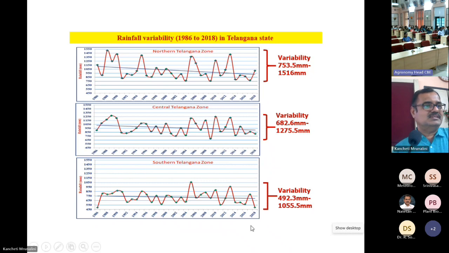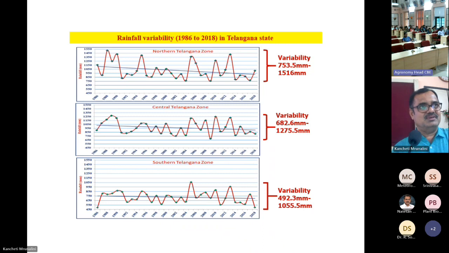Now if you see, the top one is the Northern Telangana zone. If you see the rainfall variability, this is the long period average. The minimum rainfall in all the years is 753 mm, and the maximum is 1516. Almost double from minimum to maximum. The variation is that much. That means certain years have less rainfall, certain years more rainfall.